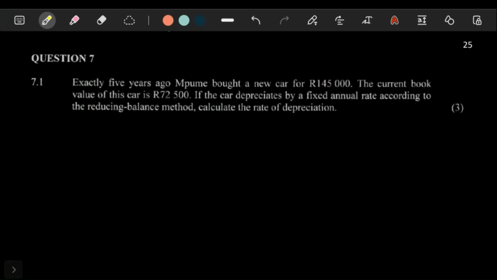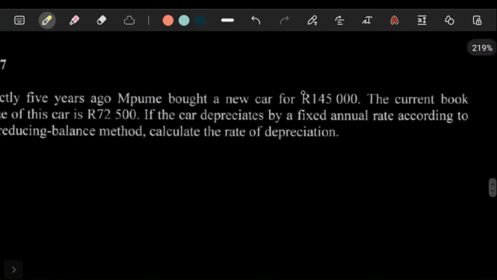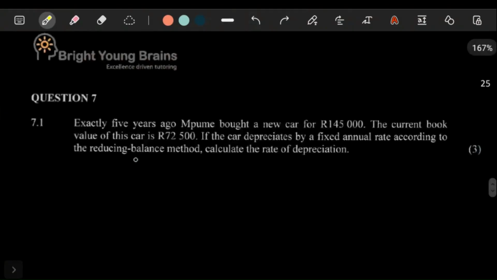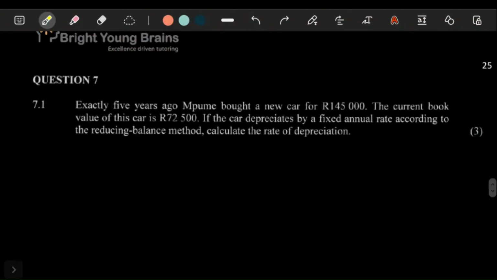The current book value of the car is 72,500. If the car depreciates at a fixed annual rate, so we're working with like simple interest here. No, not working with simple interest, sorry. It just means that every year it decreases by a certain percentage. Fixed annual rate, according to the reducing balance method, calculate the rate of depreciation. Very straightforward question, because if they're using the reducing balance, right, this is the formula for the reducing balance.